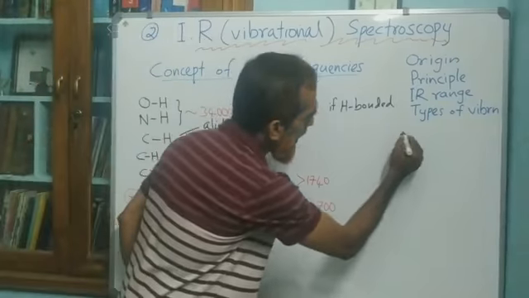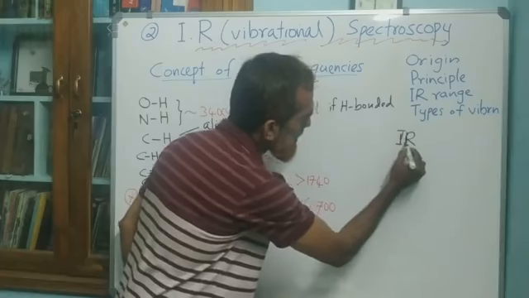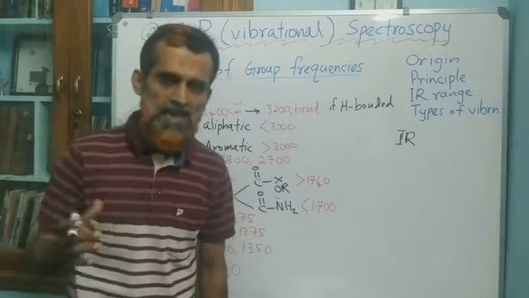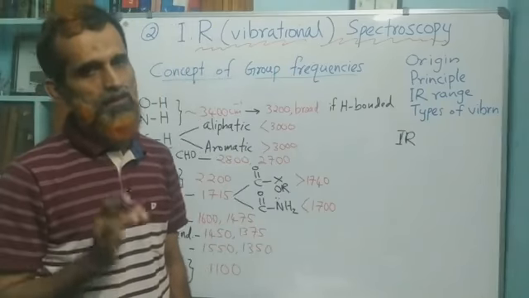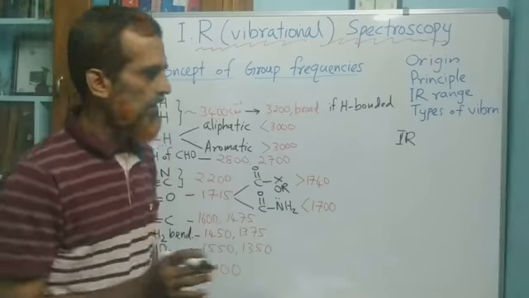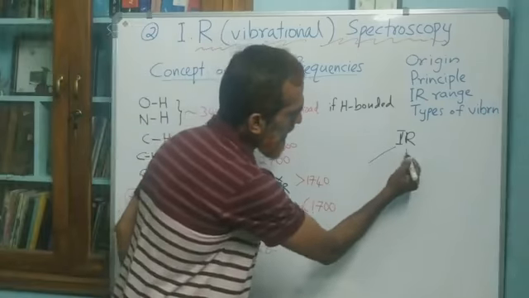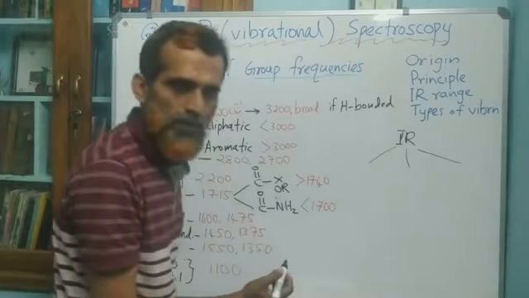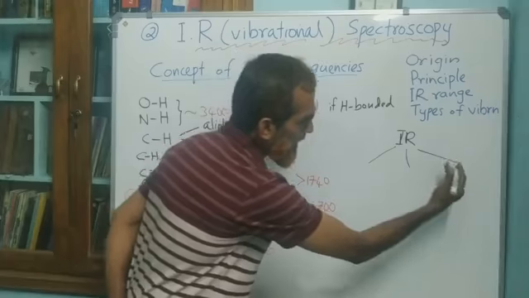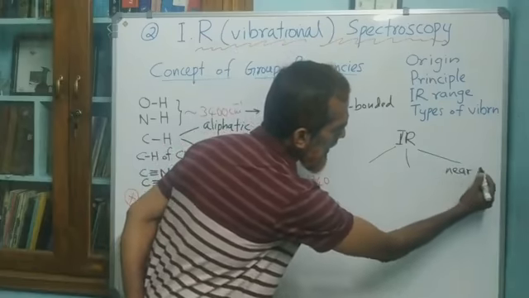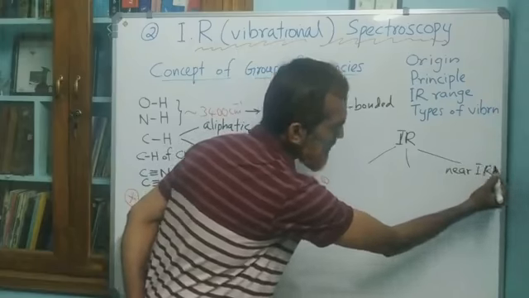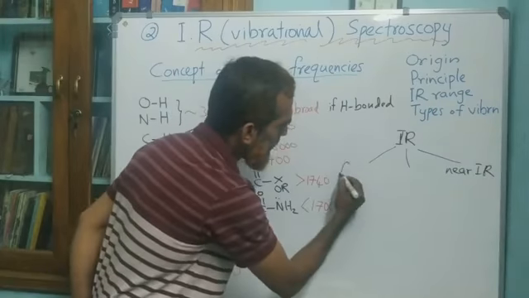Now coming to the IR range used for the study. See, IR, you know, is the part of electromagnetic radiation having larger wavelength compared to visible, right? IR, infrared, can be split into three parts. The part which is close to red is called near IR. And this is called far IR.